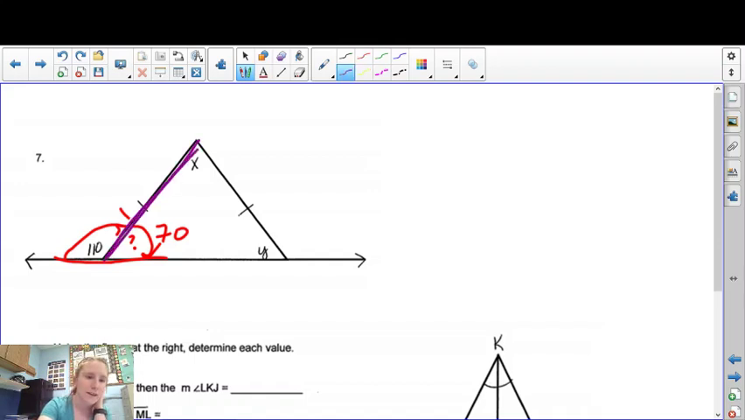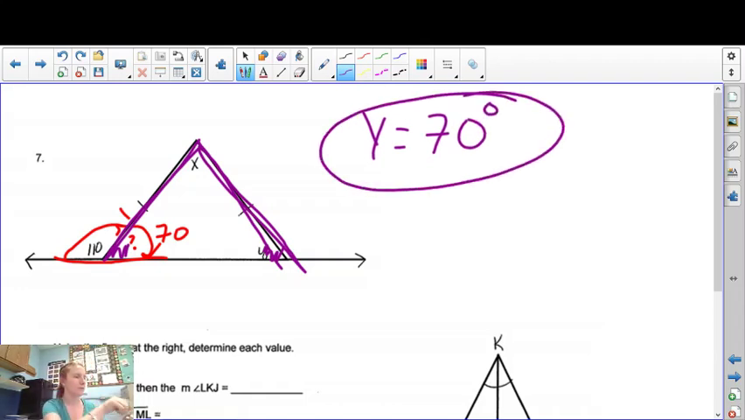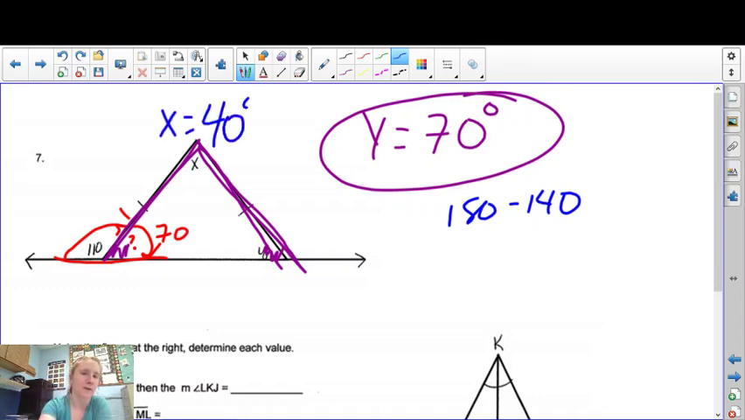But then this side is congruent to this side, which means this angle must be congruent to this angle, so y has to be 70 degrees as well. And then the whole thing has to add to 180. So 70 and 70 gives me 140. 180 minus 140 gives me 40 more. So x has to be 40 degrees.